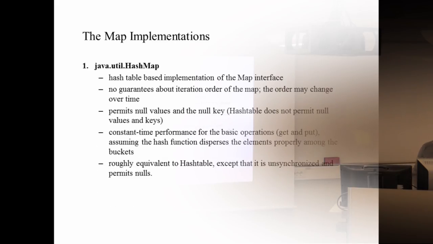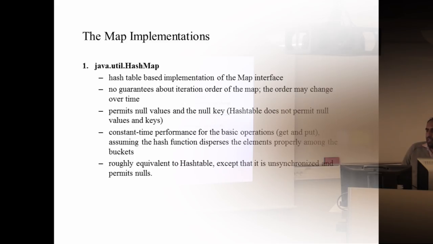And the map implementation, some of the important implementations for the map are like hash map, and it's again using the hash table, and we already looked at the hash table in the hash set implementation. But then some of the problem with the hash map is that there is no guarantees about the iteration order. The order may change over time.